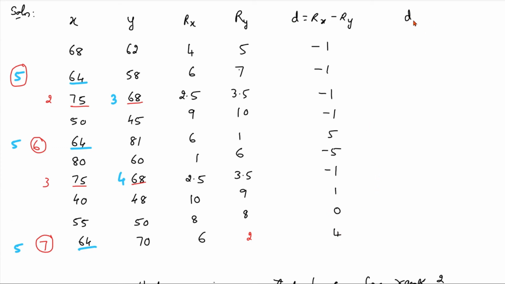Next you need to find out D square. So D square value will be 1, 1, 1, 1, 25, 25, 1, 1, 0 and 16. So you have to find out the summation of this D square value. So the sum is 72.